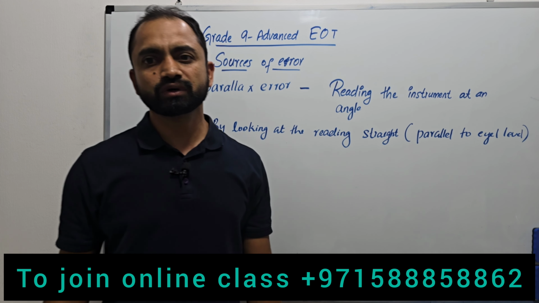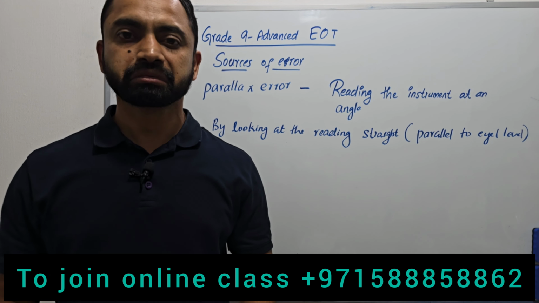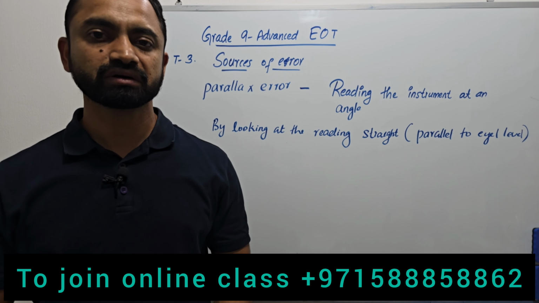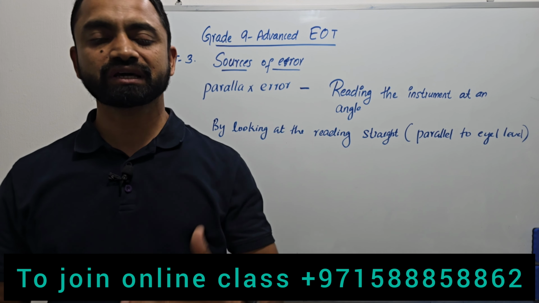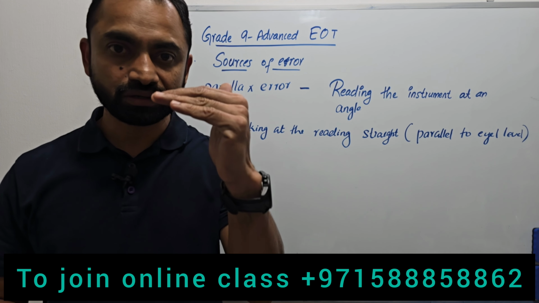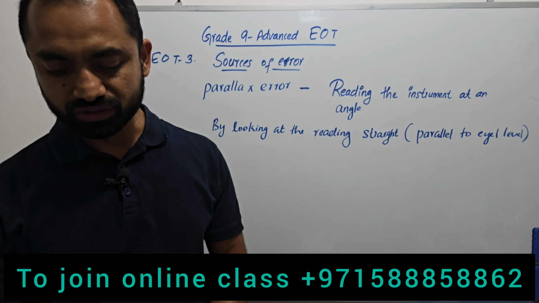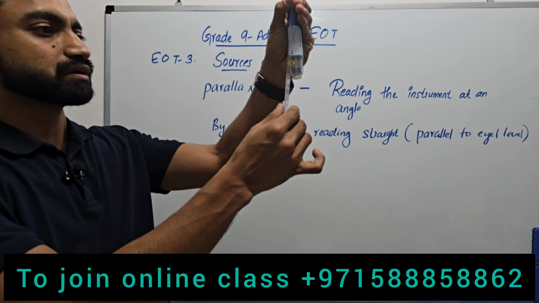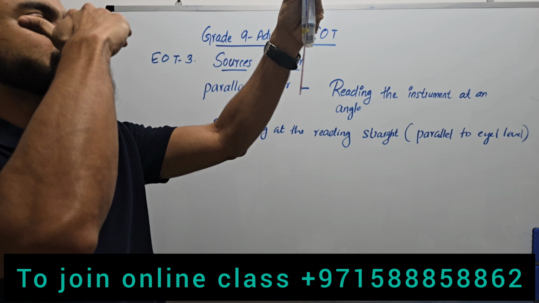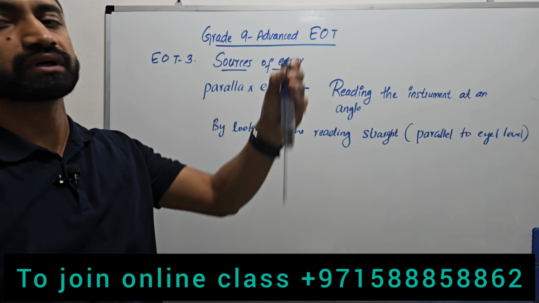So this is one of the common mistakes, reading the instrument at an angle. When we read the instrument at an angle, we will get an incorrect value, an incorrect measurement. So when we read the instrument, we have to read it straight. The eye level must be parallel to the reading.